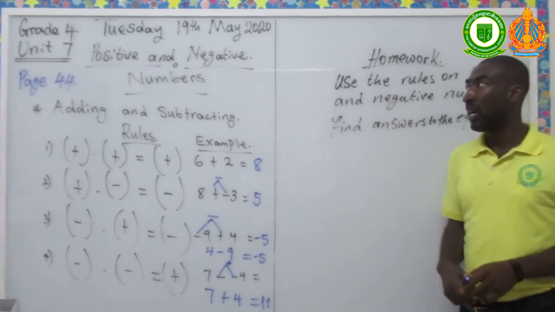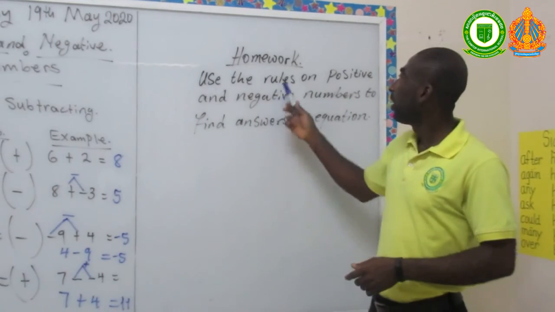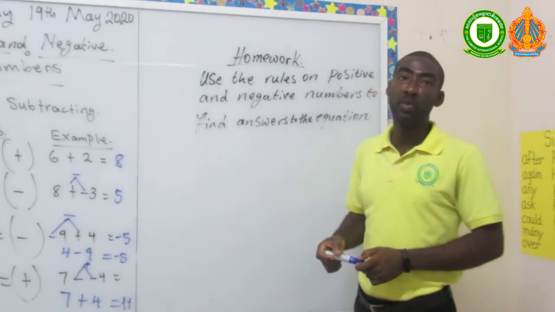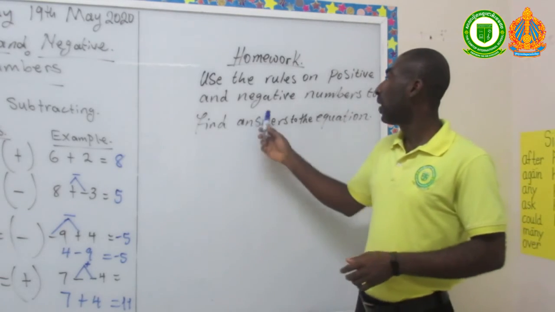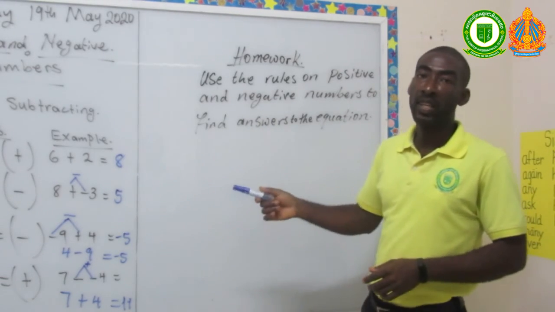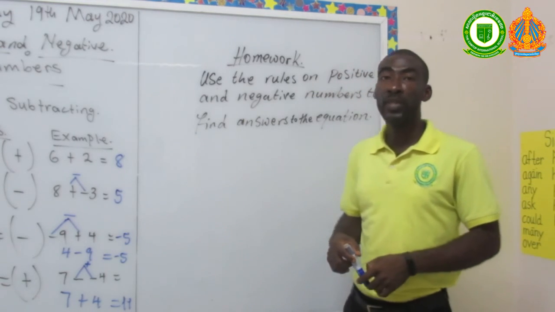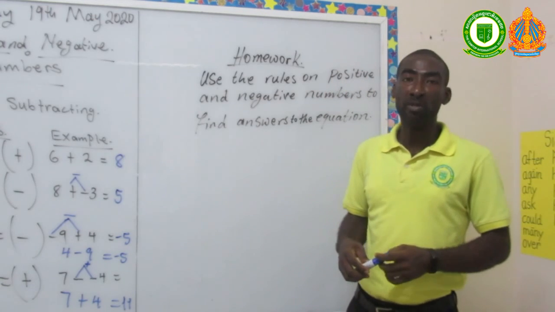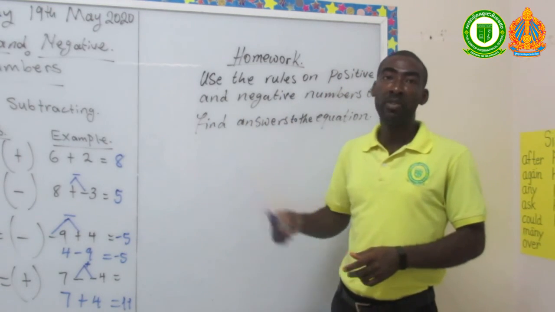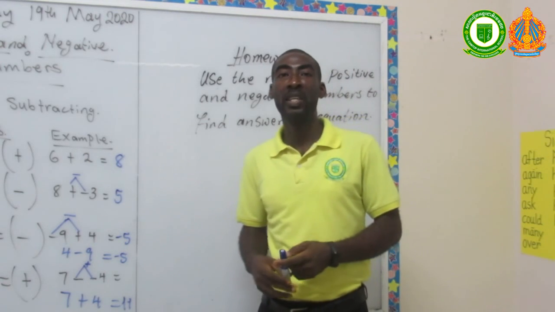To keep you on track so that you don't forget your positive and negative signs, there is a homework for you that you have to complete and send before our next lesson. We are still going to use our rules to do this homework, and make sure you send it before our next lesson so that I would be confident that you have really understood positive and negative numbers. I'll see you in our next class.